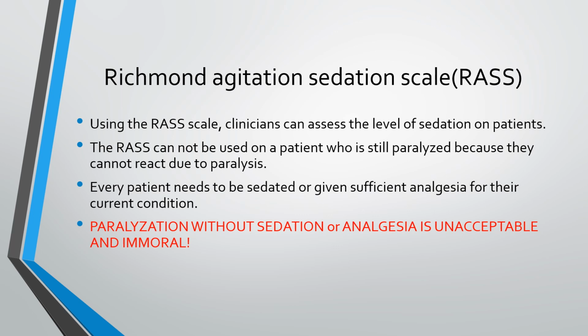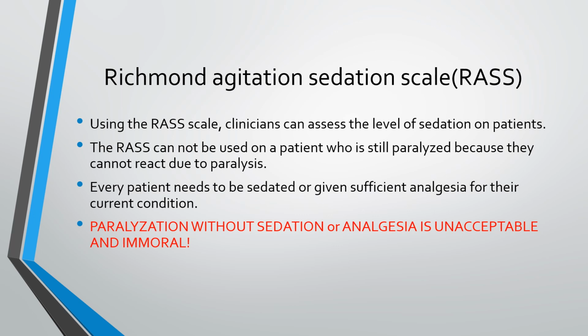And we cannot get a RASS score on a patient who is still paralyzed, because they cannot have a reaction because they're paralyzed. So the RASS score only applies to patients that are able to react, kind of like the GCS. So one important thing, every patient needs to be sedated or given sufficient analgesia for their current condition.